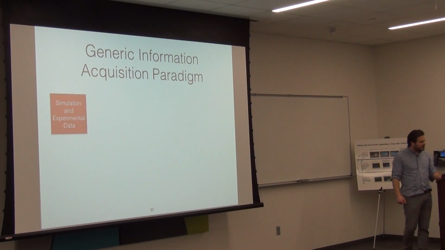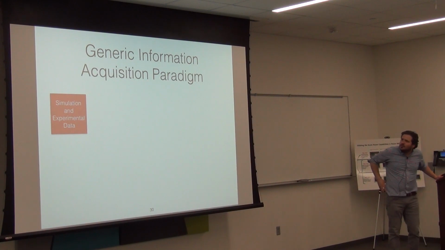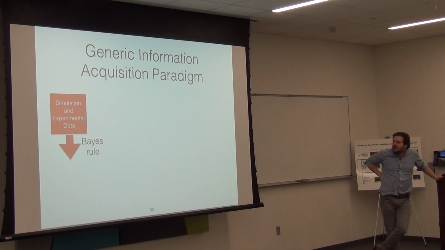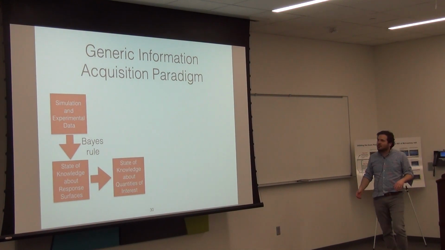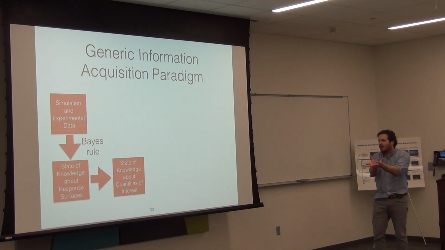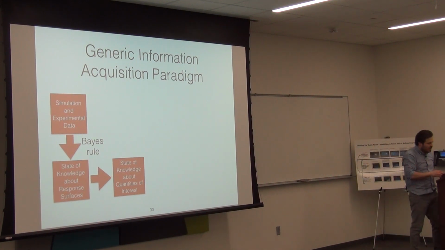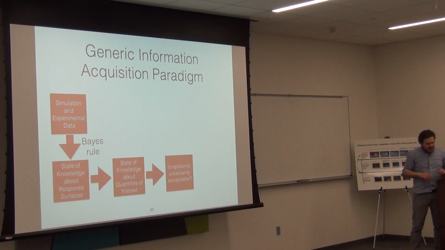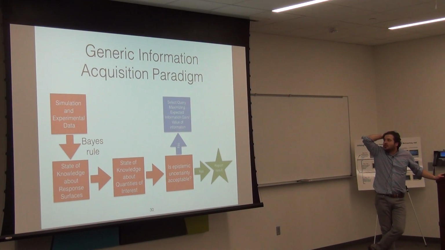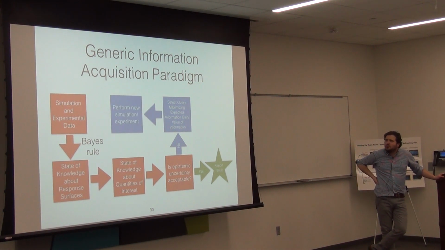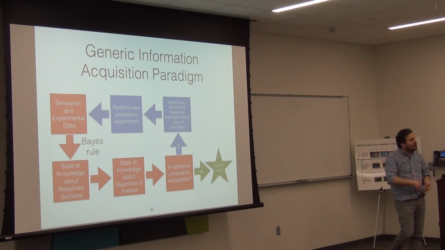All right, so here's how the complete picture looks. You have some simulation or experimental data. You use Bayes' rule to characterize your state of knowledge about the space of response surfaces that may have produced this data set. And then you propagate the epistemic uncertainty through to any quantity of interest. And then if the epistemic uncertainty is acceptable, or if the value of information of a new simulation or experiment is very low, you stop. Otherwise, you select the simulation or experiment that maximizes the expected information gain or the value of information, and you perform that experiment and you put it back in and you repeat.